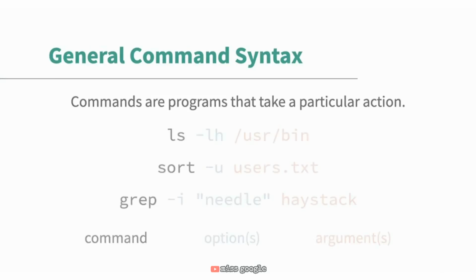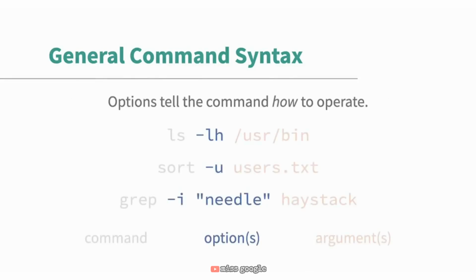So a command is a program that takes a particular action. It's what we're asking the system to do. Sometimes a command does something just by itself, but other times we'll want to change how a command works or tell it what data to use. The next part of a command line statement, the options, tell the command how to operate, changing the behavior of the command or telling it to perform different actions.